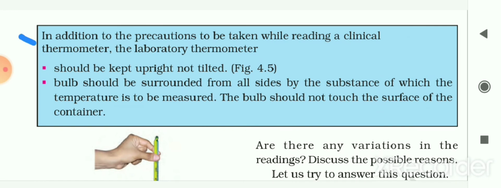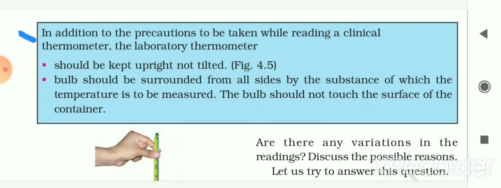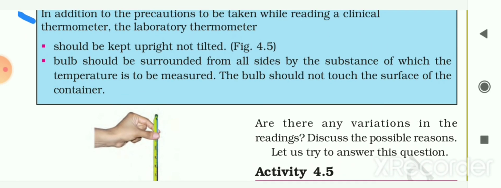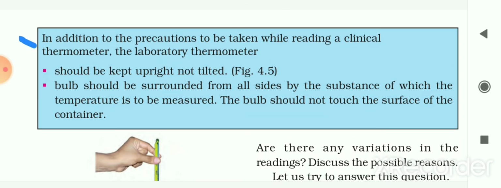In addition to the precautions to be taken while reading a clinical thermometer or the laboratory thermometer, the first precaution is that it should be kept upright, not tilted. You have to hold the thermometer straight as shown here in this figure. You should not hold it tilted, that means crossed. You have to keep it straight.